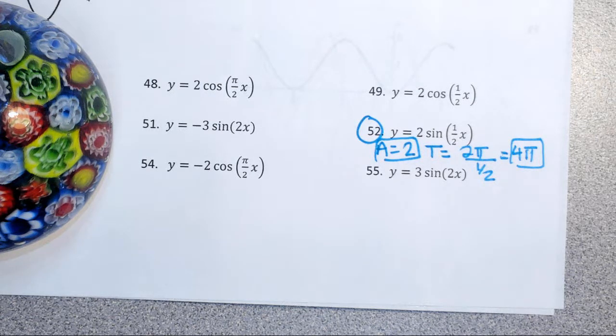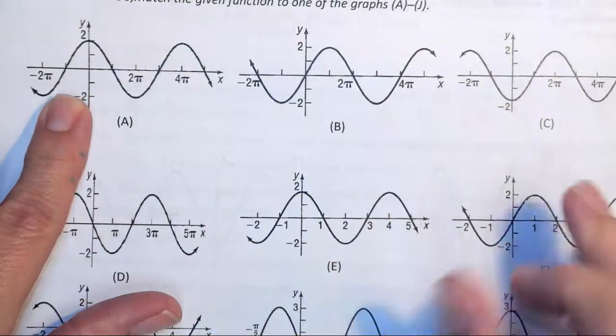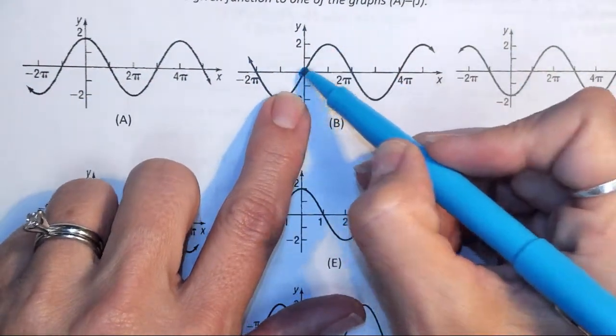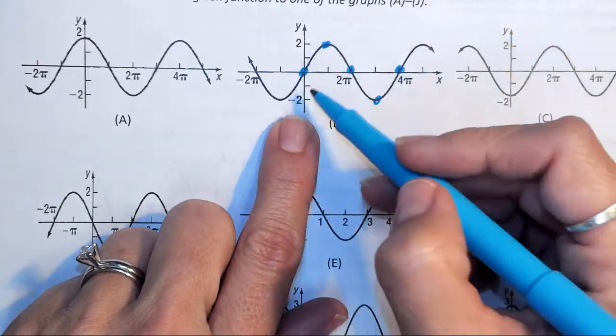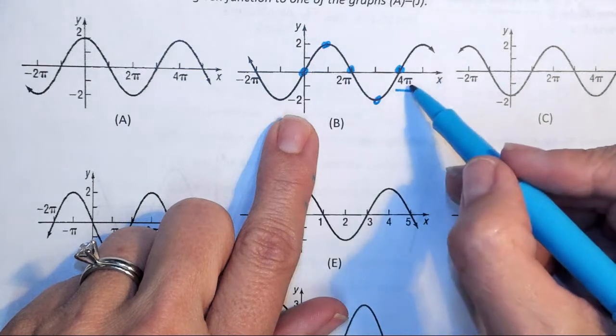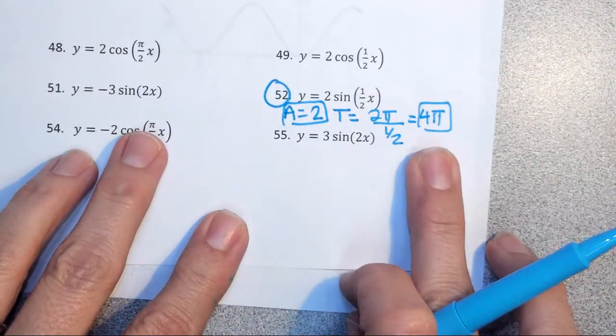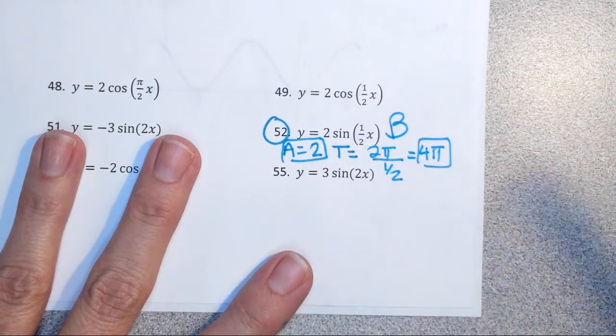And how long will it take me to complete that one cycle? 4 pi. Okay, so let's go look at our graphs. Do I have any graphs that start at 0 and go directly up to 2? Does A start at 0? Does B start at 0? Yes. Then it hits the maximum, goes back to the axis, down to negative 2, and back to the axis. That is one sine. How long did it take me to do one sine? 4 pi. Is that what it's supposed to take? So what graph goes with 52? B. Go pick another one, but this time pick a cosine one, so I can do one of each.